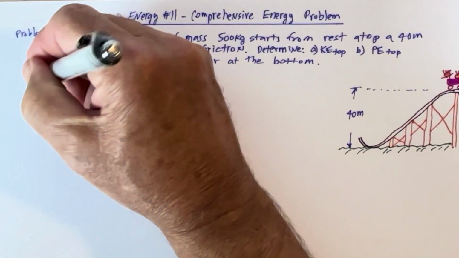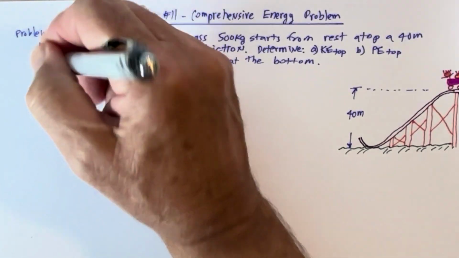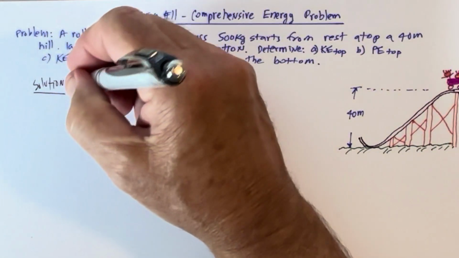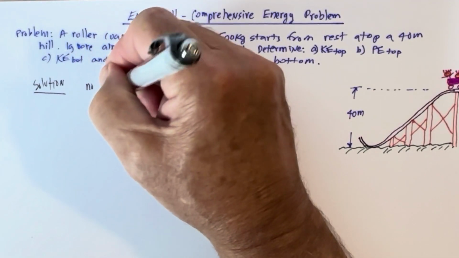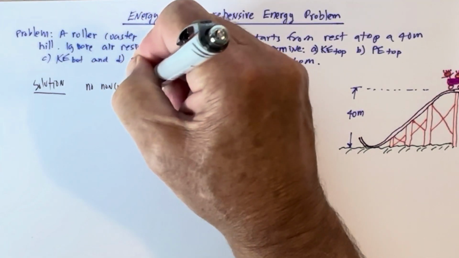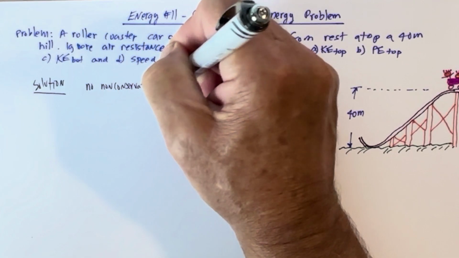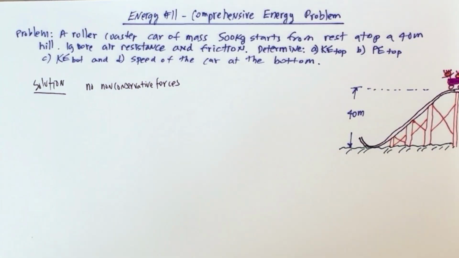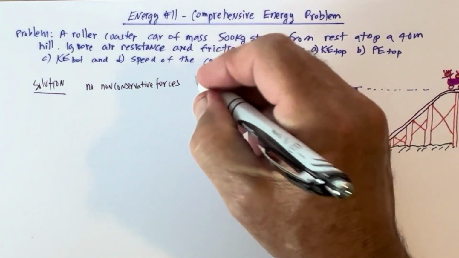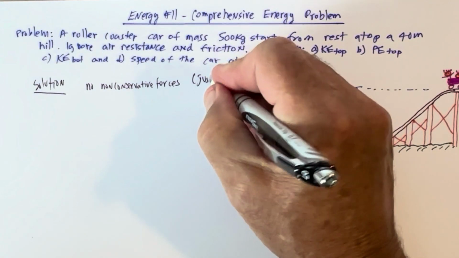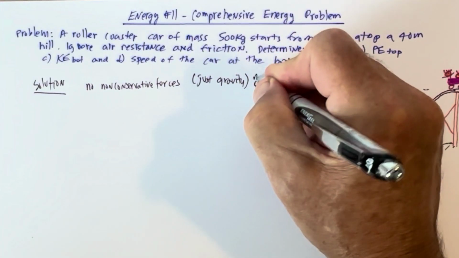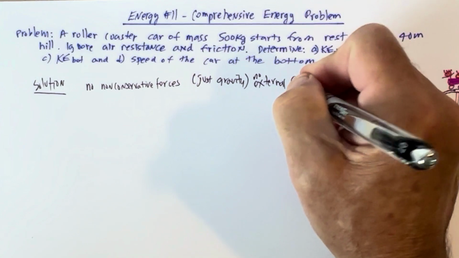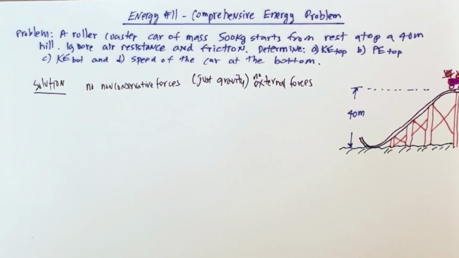Once it goes down here, how fast is it going before it starts back up the hill again? Okay, so our solution here: since we have no air resistance or friction, we have no non-conservative forces at work. So that makes things a little simpler for us. The only force we've got is just gravity. And we have no external forces acting on the car or the tracks. So it's just gravity pulling it down.